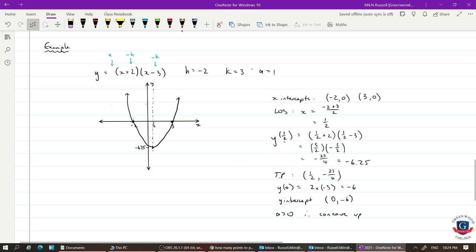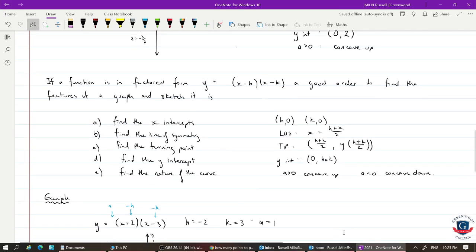If I substitute the line of symmetry back into the equation, it will give me the y value of the turning point. So here I've substituted in a half. That's given me -6 1/4. I can now plot the turning point. Once I've got the turning point and the two x-intercepts, it's quite easy to sketch in the curve. And if I want to, I can label the y-intercept, and I calculated it here by subbing 0 or by just multiplying h and k, which gave me -6, and you can see that -6 is about right. And we know that a is greater than 0, so it's going to be concave up.